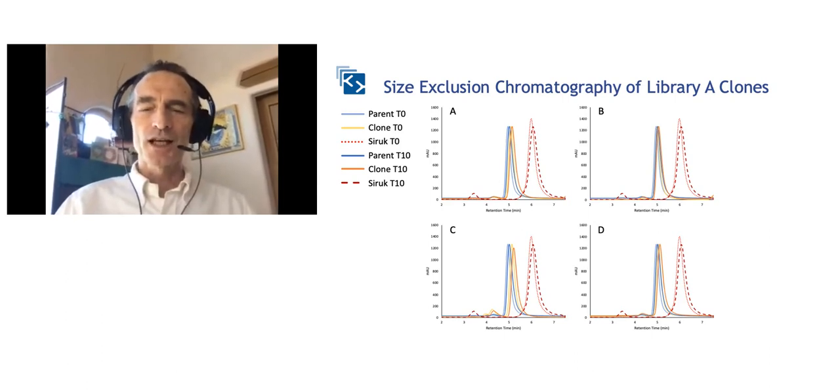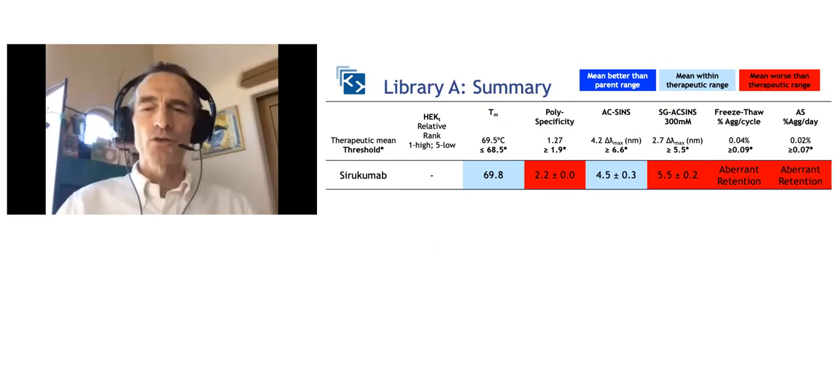And again, you see very little difference between the frozen and thawed clone properties and the frozen and thawed properties of the parental antibody. So if you summarize all the developability results that we got, sirukumab, as I said, is very bad, has polyspecificity, bad SGAC signs properties, and so on and so forth.